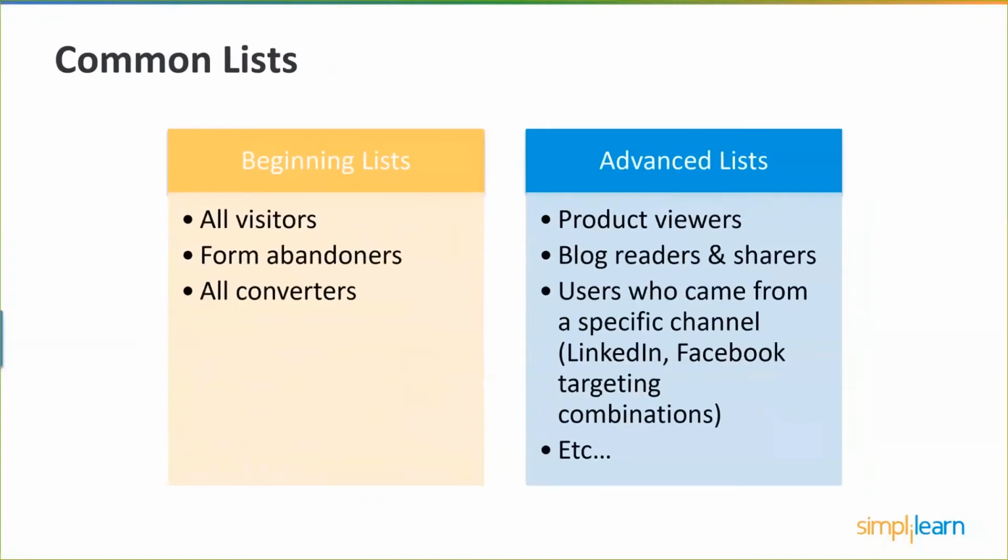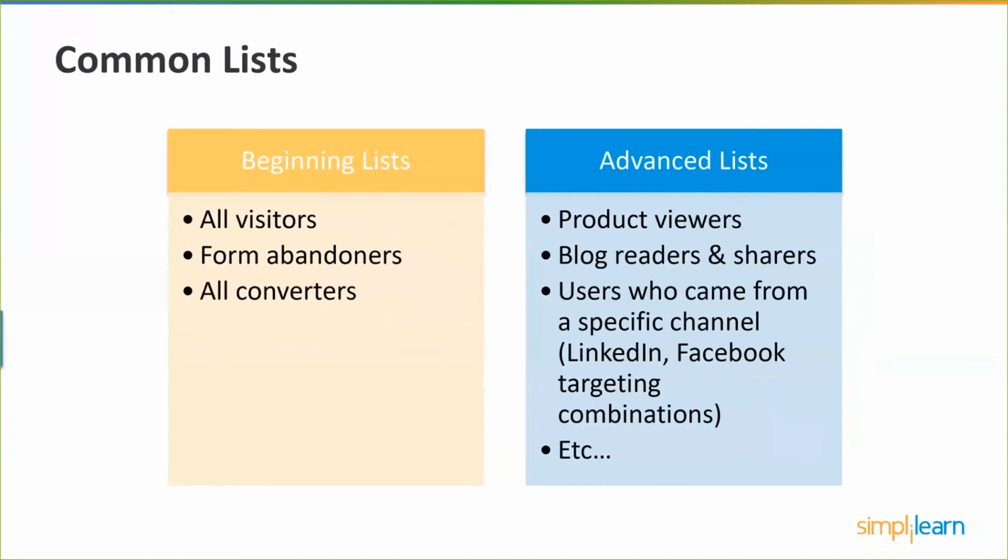So some common lists to start with are all visitors to your website, form abandoners, which means they started converting but then stopped, and then all your converters. Because a list can be negative. You could say, I want to reach everyone who abandoned the form, so they added something in their cart, went to checkout, or they went to page 1 of your 3-page form and they started it. And then you may make converters, people who actually finished it, a negative list.